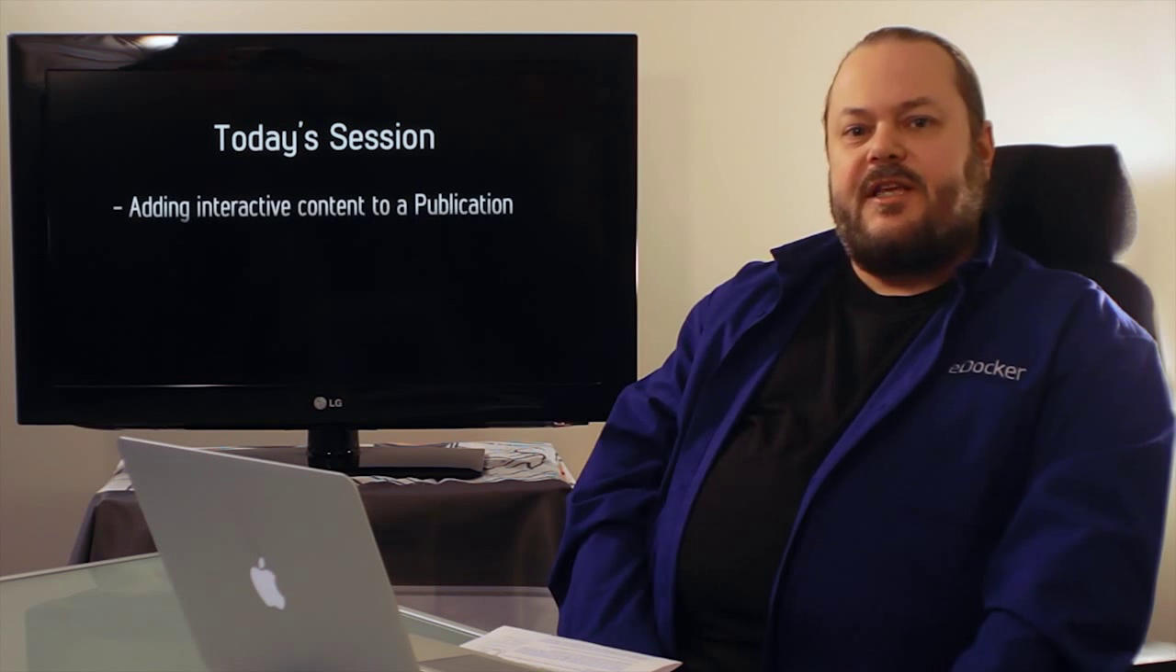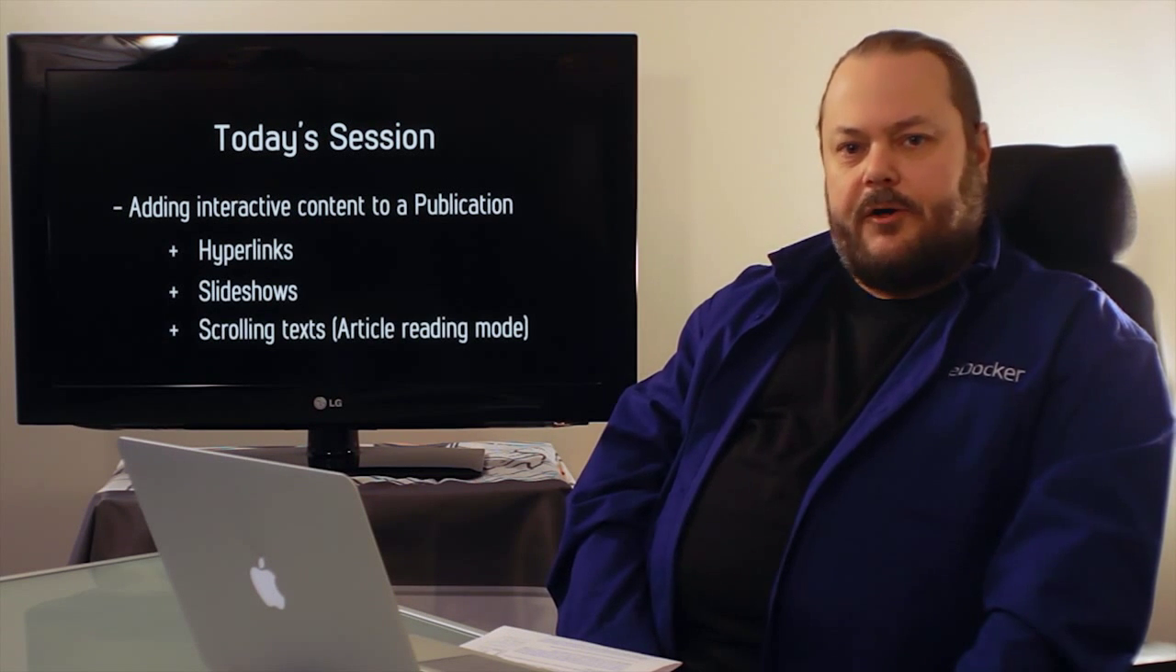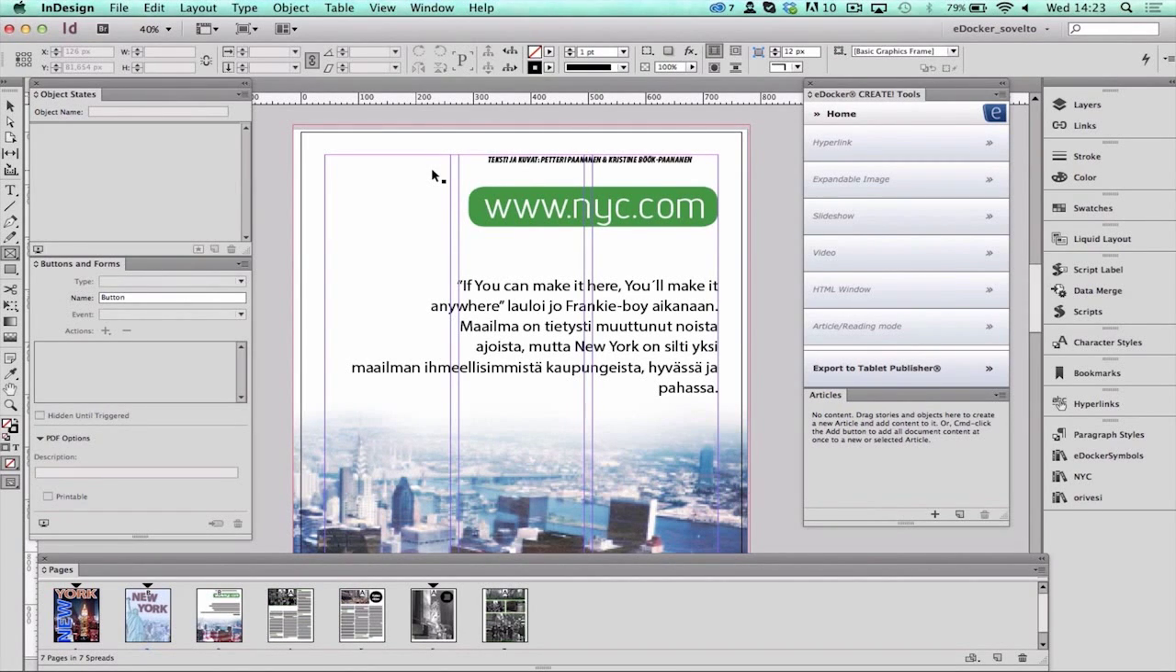My name is Petteri Paananen and today I will show you how you can create a digital publication with interactive features by using a software called eDocker Create. Okay, let's get started. In this example I will use Adobe InDesign software for creating my digital publication. I will give you a couple of examples how you can add interactive features like hyperlinks, slideshows and scrolling texts.